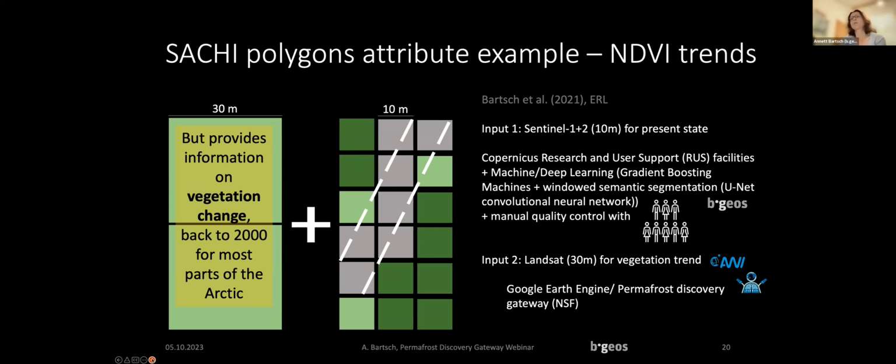The approach for capturing the infrastructure is different from the land cover. Here we use a machine learning and deep learning combination, gradient boosting machines combined with a convolutional neural networks approach, plus some manual quality control. So doing something like this does not work fully automatically. And then we combined it with these trends coming from Landsat.